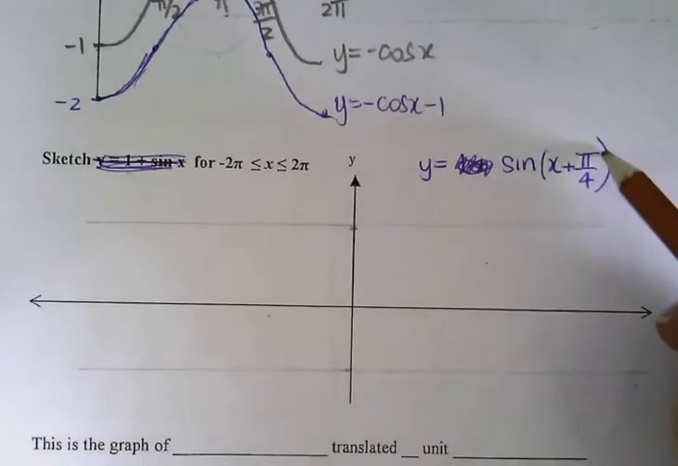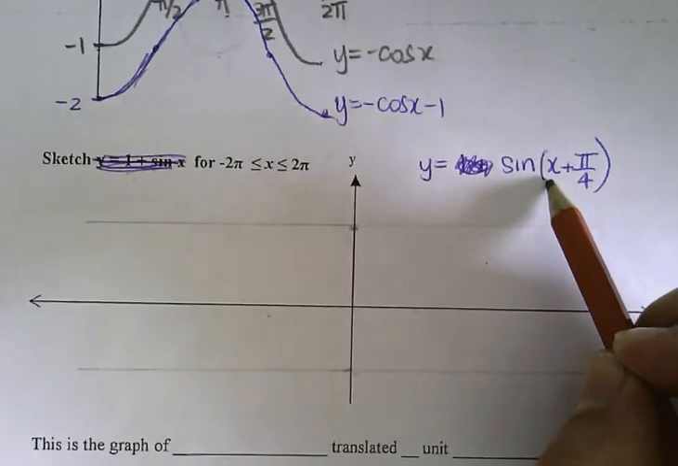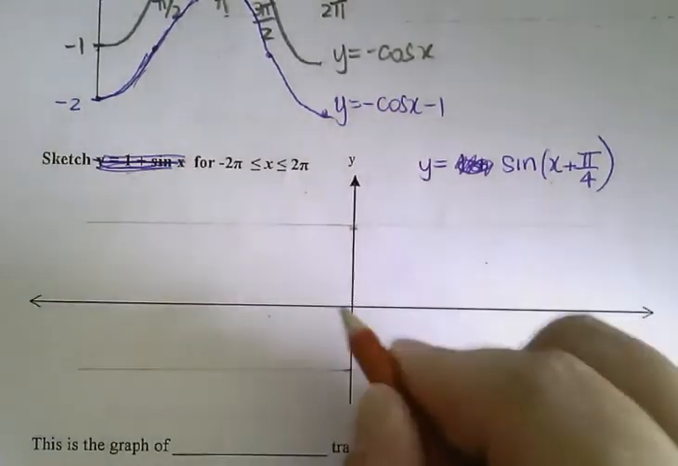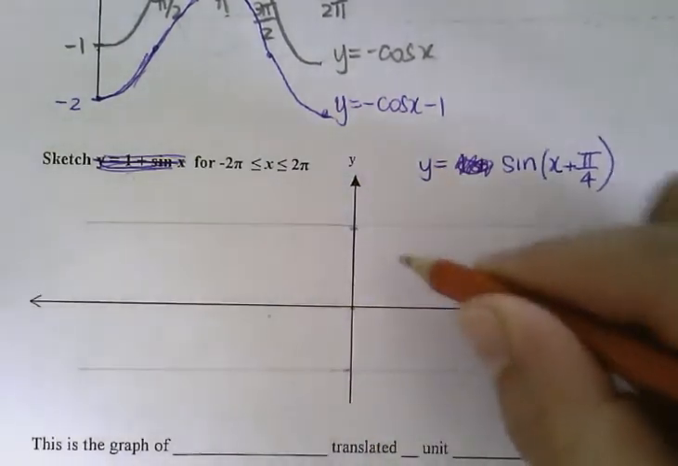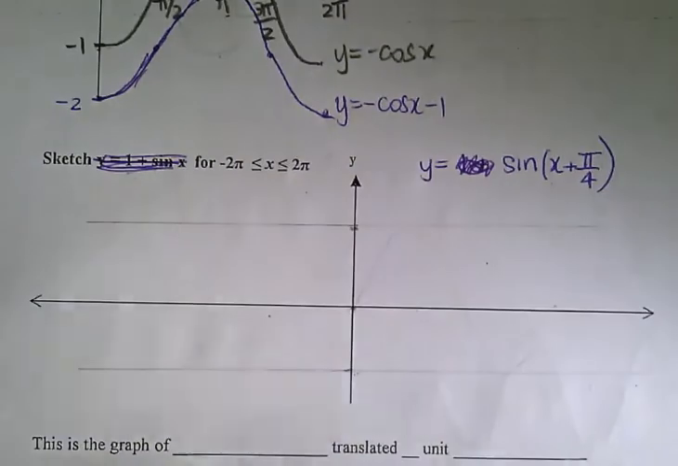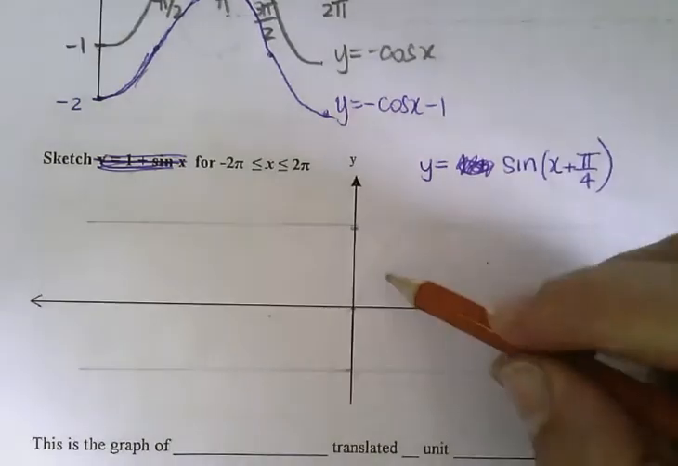Where does the sine curve normally start from? 0. What value of x makes this sine 0? Negative pi on 4. So instead of the curve starting and going like this, it's not going to start from there. You know what you can do? You can actually draw it. Sometimes it's easier to draw it.